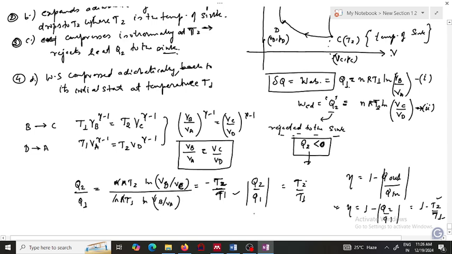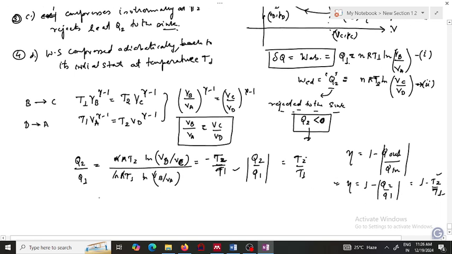So basically I will write that the efficiency of the Carnot cycle depends only on the temperature of the source and sink. It depends on the temperature of the heat source and the temperature of the sink. The efficiency is going to be large if the ratio is small.